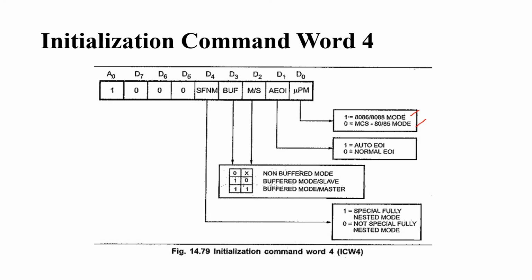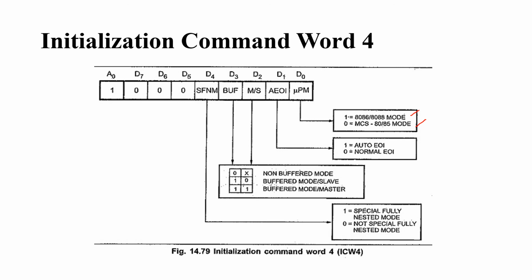which indicates that interrupt service routine is completed. D2 bit works in association with D3 bit in order to identify the buffered or non-buffered mode of 8259. When D3 bit is 0, irrespective of D2 bit, the non-buffered mode gets recognized. When D3 bit is 1 and D2 is 0, it indicates the buffered mode of slave. D3-D2 combination 11 indicates the buffered mode of master 8259.